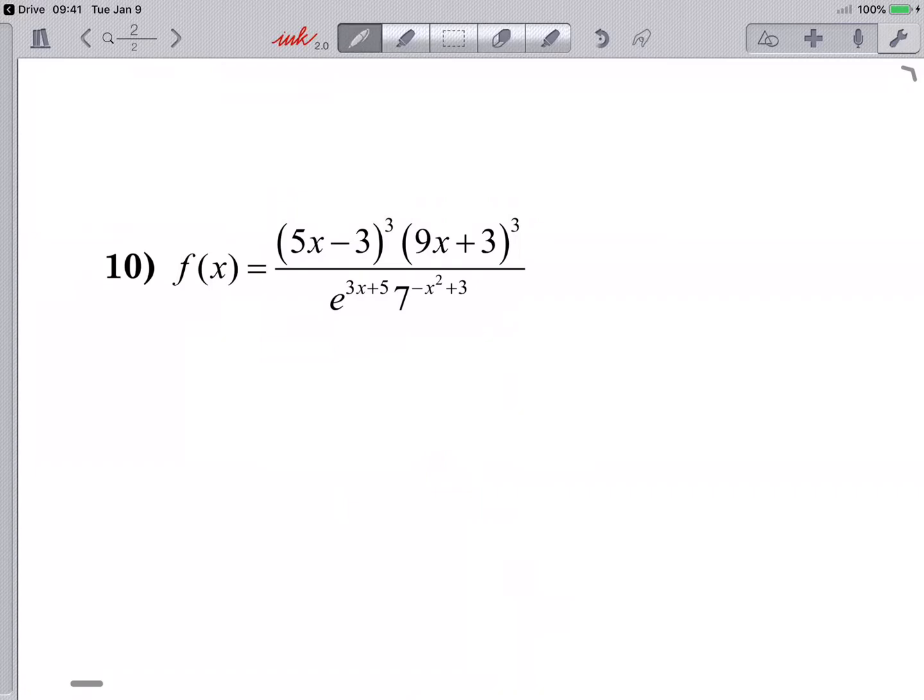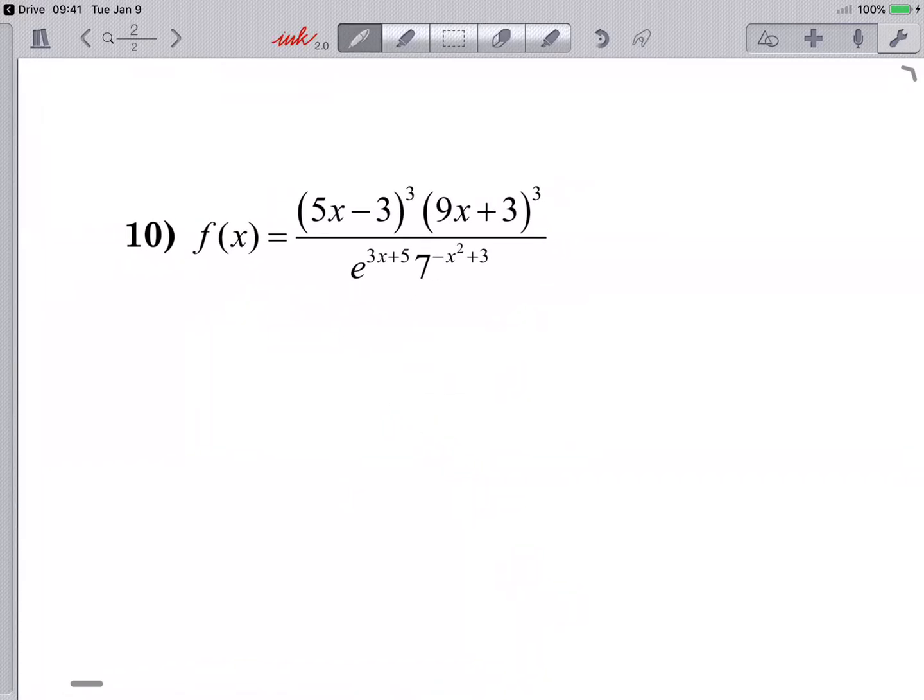And I'm probably not going to bother simplifying it just because it's messy, because I threw in that 7 to the power of negative x squared plus 3. So, low d high, copy the e to the 3x plus 5, 7 to the negative x squared plus 3.